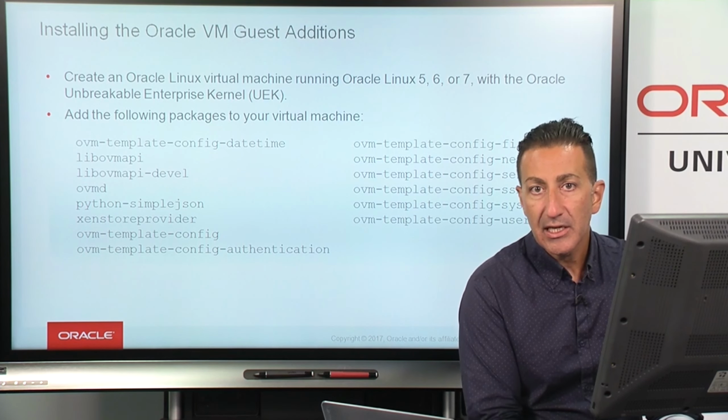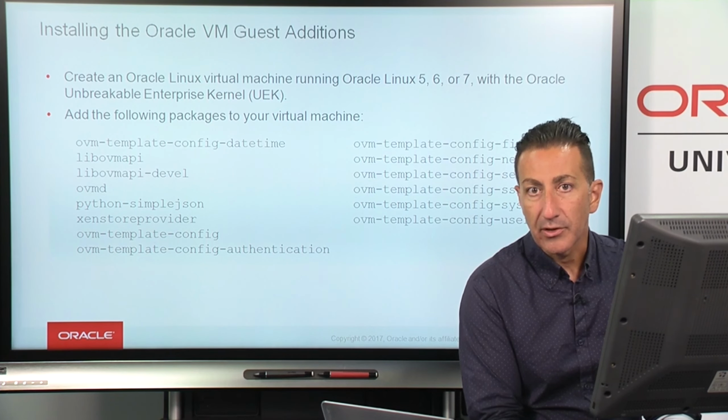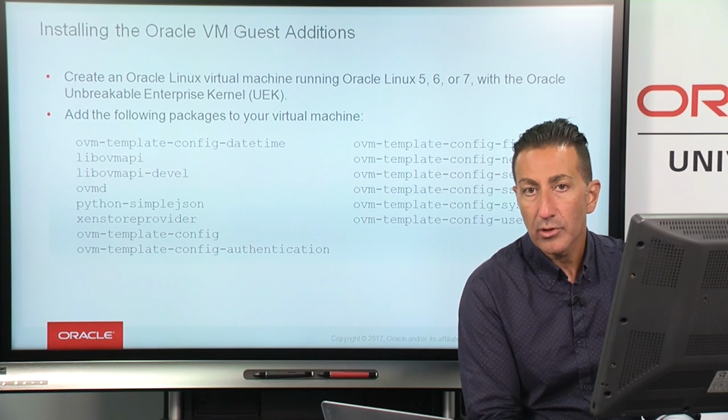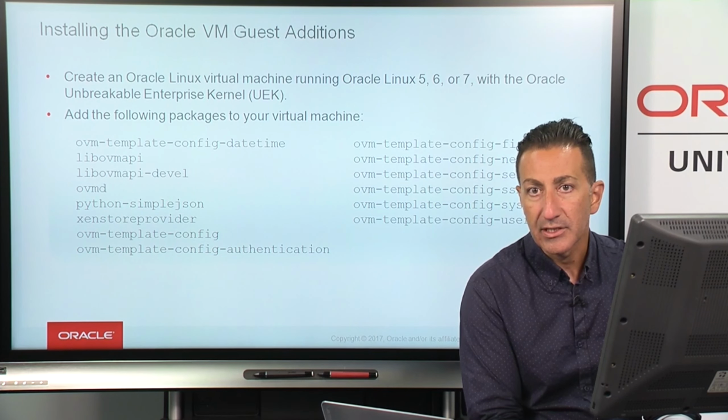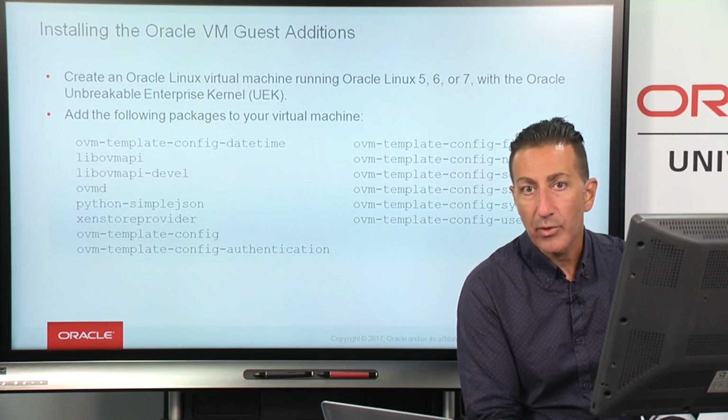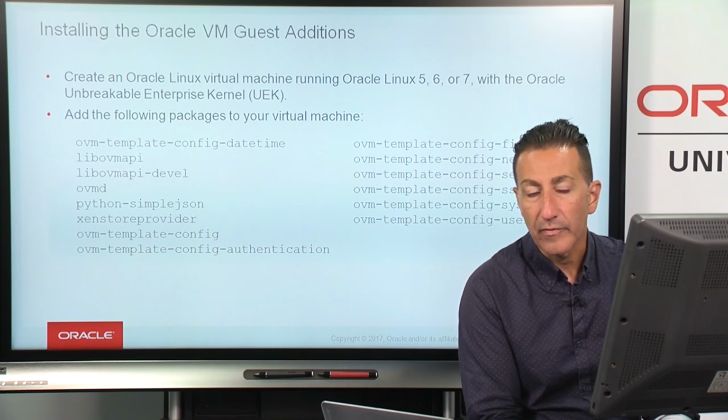Well, about installing the Oracle VM guest additions, we create the Oracle Linux virtual machine running these Oracle Linux versions 5, 6, or 7 with the Unbreakable Enterprise Kernel. So we need to get access to the Unbreakable Linux Network websites in which you have these customer repositories to be able to get access to this. We need to add the following packages to the virtual machine. All of them are listed.